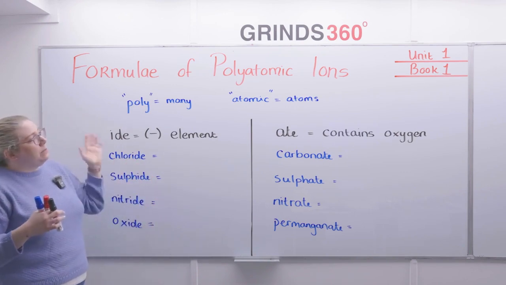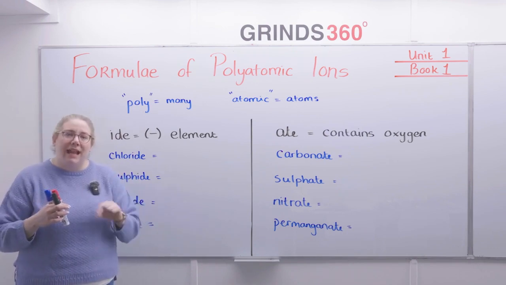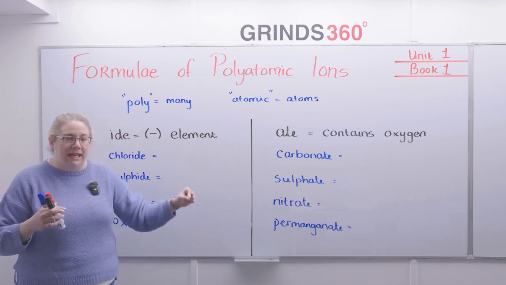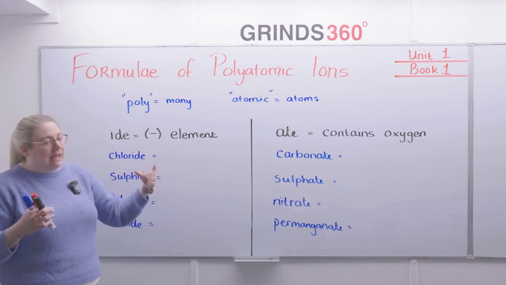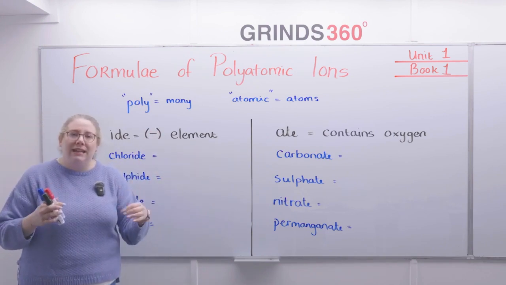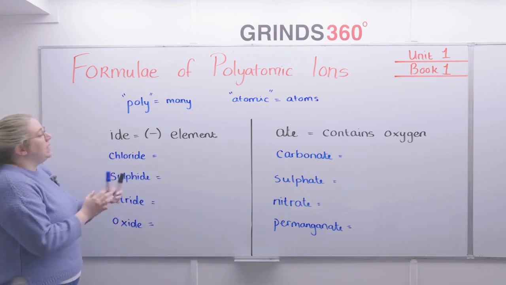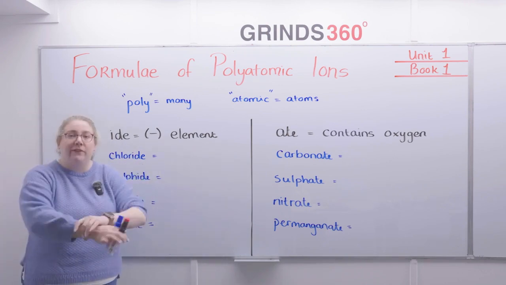For this, a polyatomic ion, we're going to start with the name. That is an ion that has more than one element in it. The name poly means many and atomic is atoms. So essentially, a polyatomic ion is more than one element in the ion. Now, there's quite a few of them and we're going to learn them off, and I'll show you which ones are the most important.